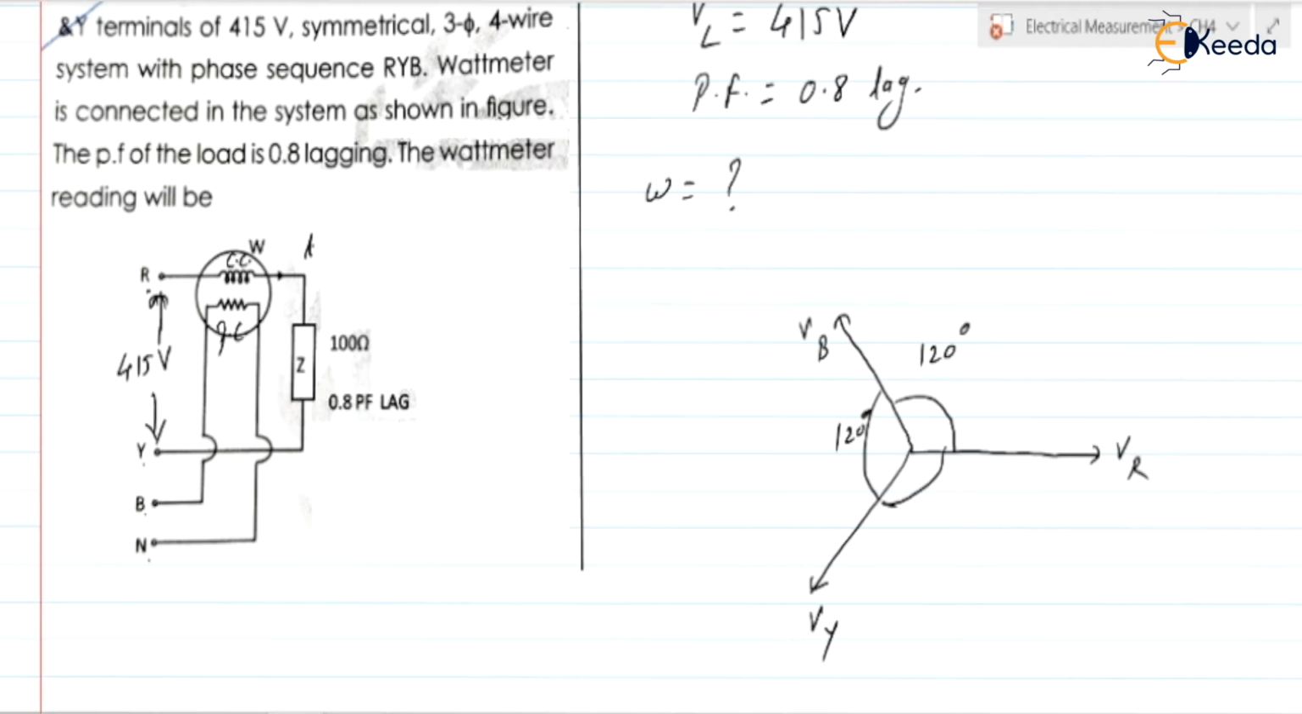Let us consider this current is I, and the cosine of the angle between the two, that is nothing but the reading of the wattmeter. Now if you check the current flowing through the current coil, it is equal to I, and this current is nothing but the current flowing in the RY phase. So first of all we need to draw the phasor for VRY.